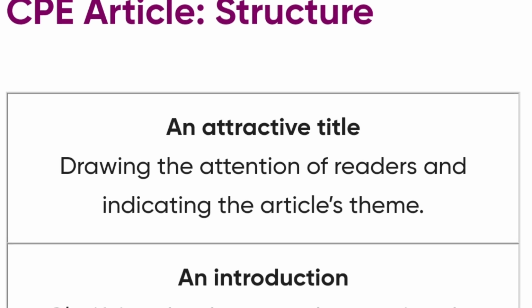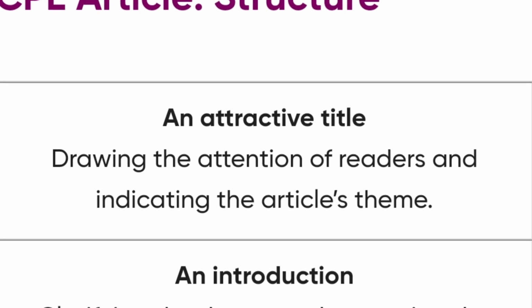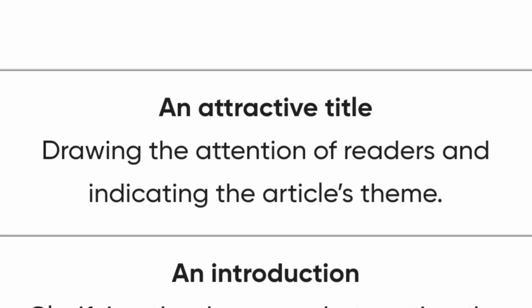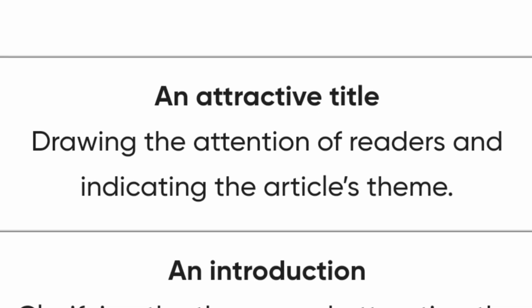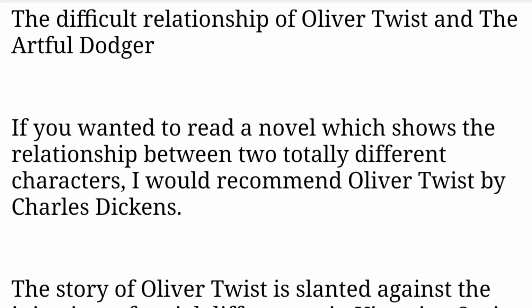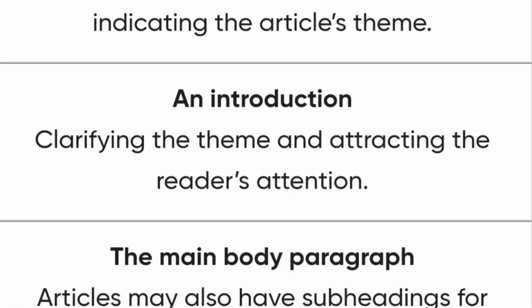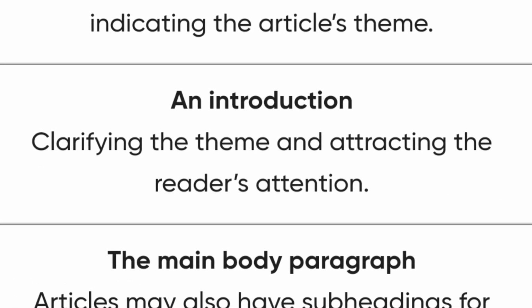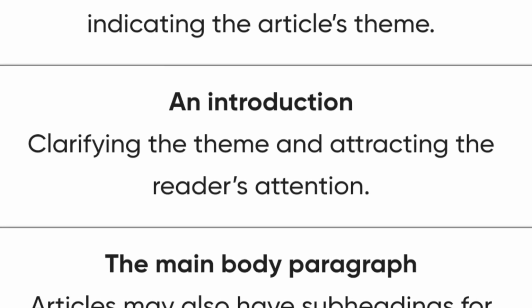We should always start with an attractive title, drawing the attention of readers and indicating the article's theme. Well, Roland does that essentially here, the difficult relationship of Oliver Twist and the Artful Dodger. Well, I would change "of" for "between", but I think that's enough to make it sound interesting and make us want to read on.